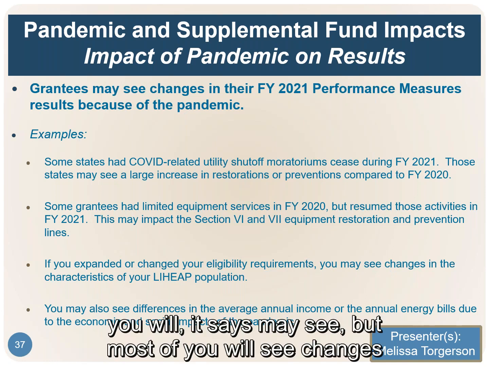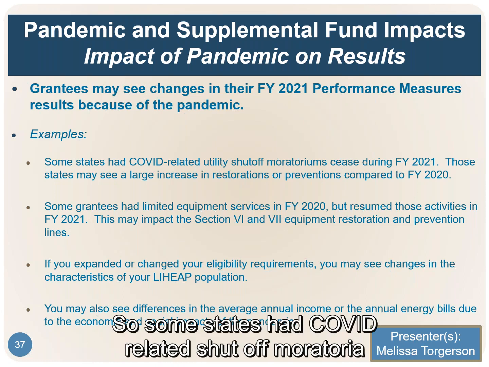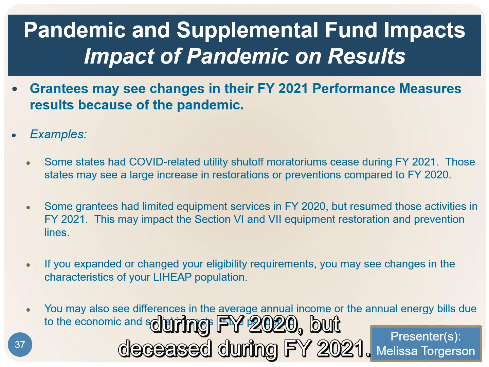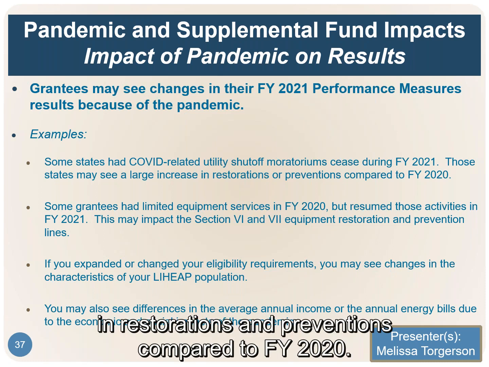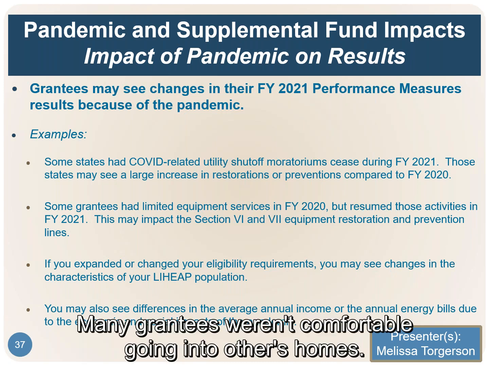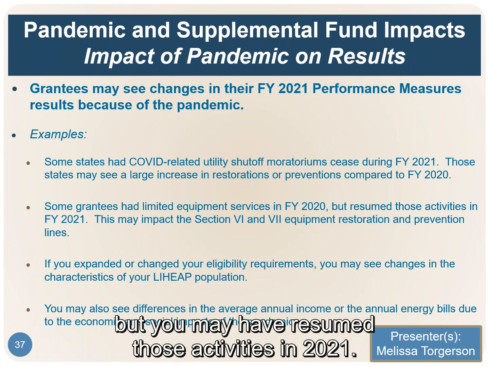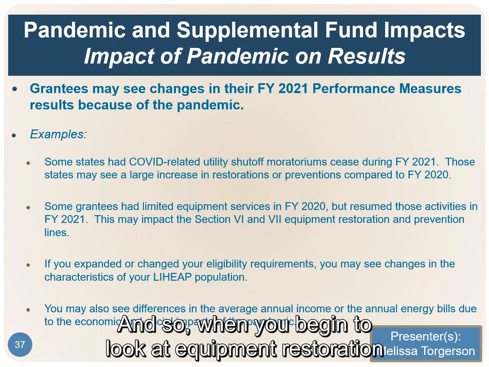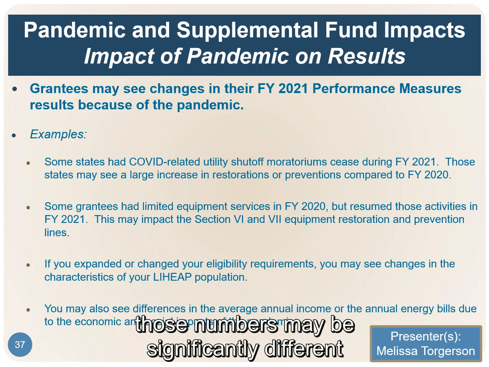it says may see, but most of you will see changes in your performance measures results because of the pandemic. So some states had COVID-related shut-off moratoria during FY 2020, but these ceased during FY 2021. And so some of you may see a really large increase in restorations and preventions compared to FY 2020. Many grantees weren't comfortable going into others' homes, and so you had limited weatherization or equipment services in FY 2020, but you may have resumed those activities in 2021.